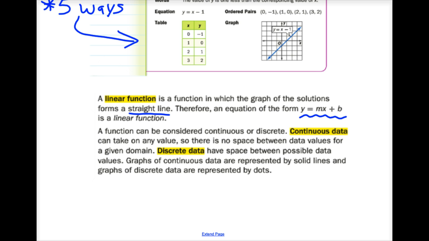A function is continuous if there's no space in between your data. Continuous means it makes a nice line that does not break or have any space in between it. Discrete data have space in between the possible data values. Discrete means it's like this. You don't connect the dots. And we'll talk about when things are continuous and when things are discrete. So, if there's no line connecting your data, that's considered discrete.